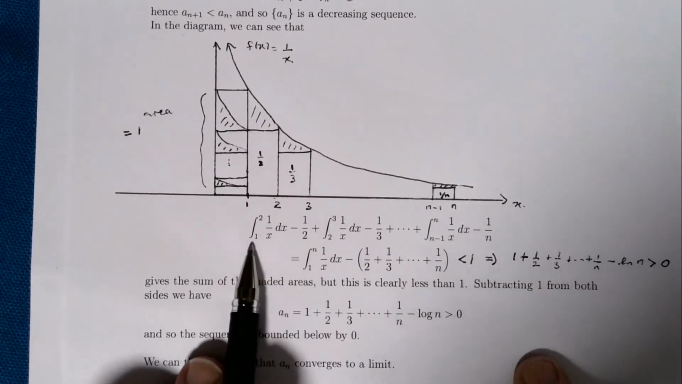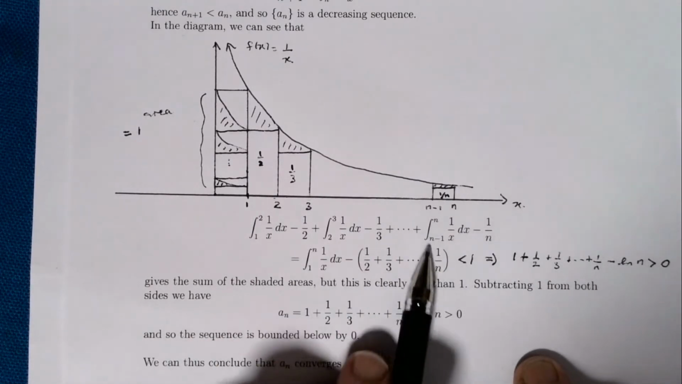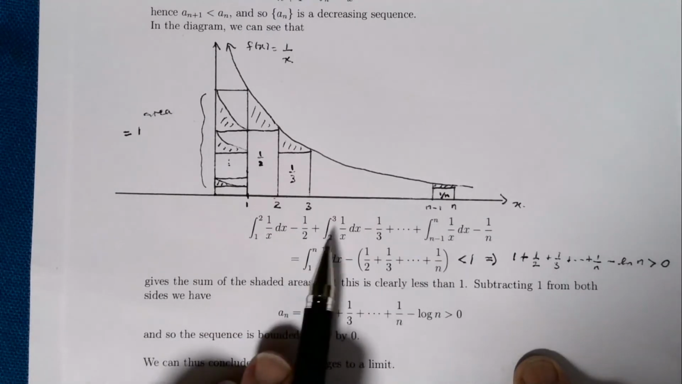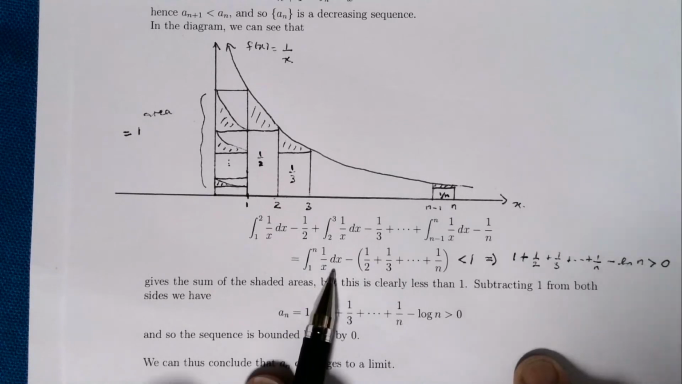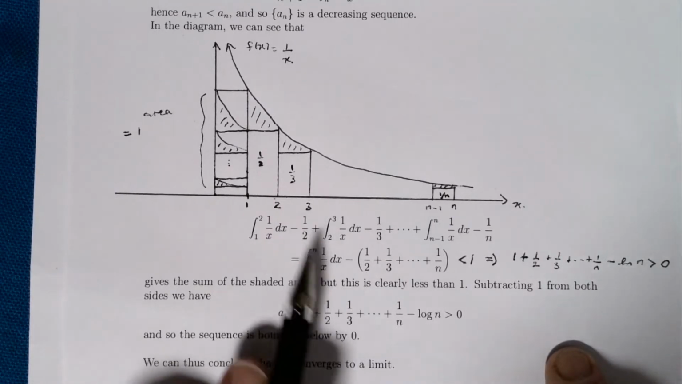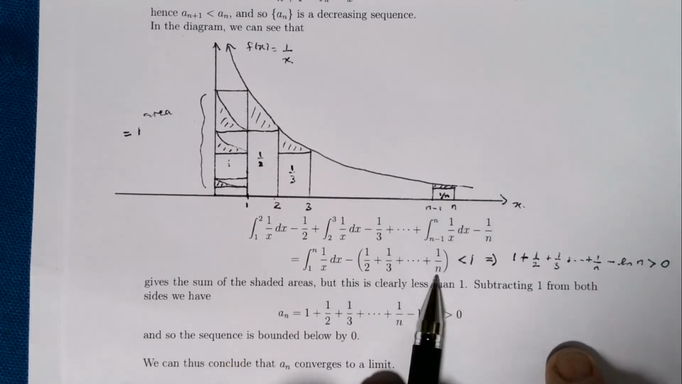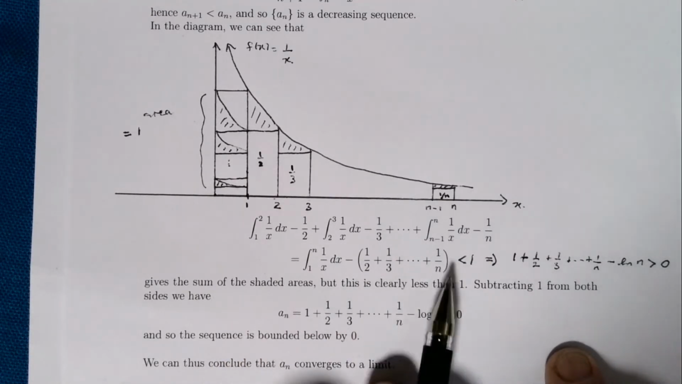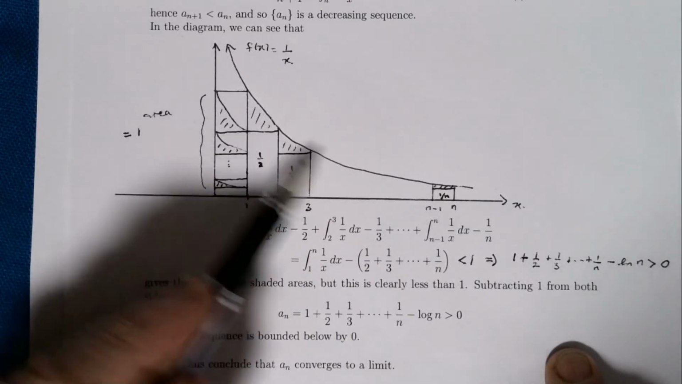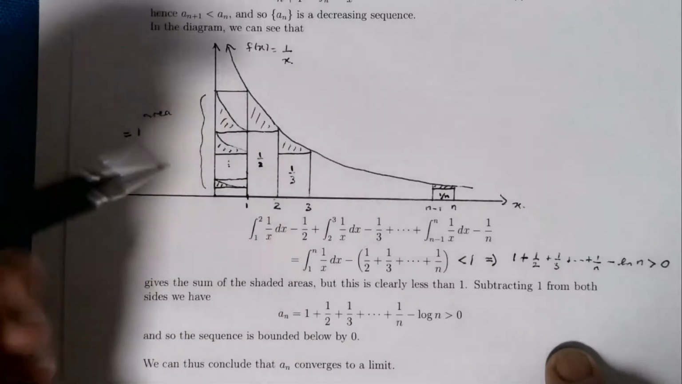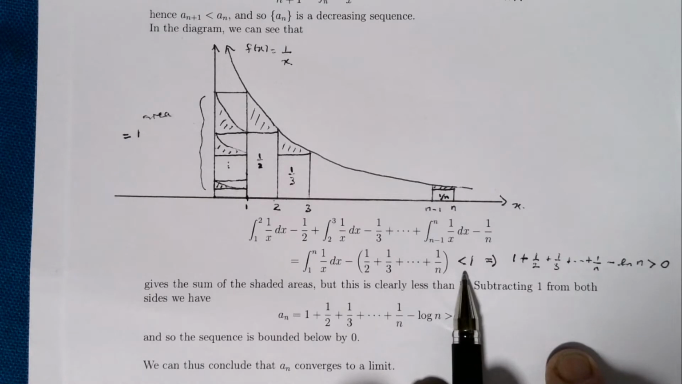Well, I can now add up all these integrals. This is the integral from 1 to 2, 2 to 3, 3 to 4, and so on up to n. So I can combine all those together as just the area under the curve from 1 up to n of 1 over x dx. Minus, I simply now add in my half, a third, and so on up to there. I can bracket those together. And whatever this is, this area is the sum of all of these shaded regions, and as we saw, that's less than 1.